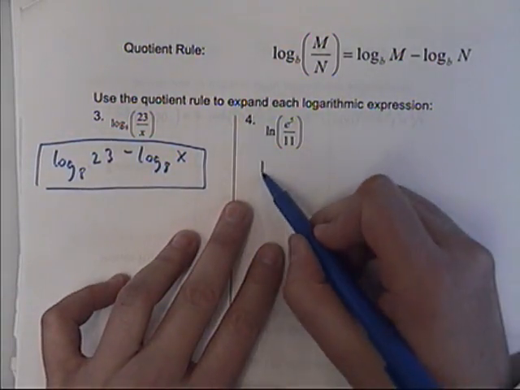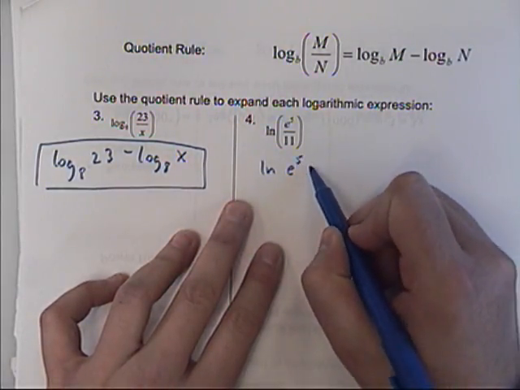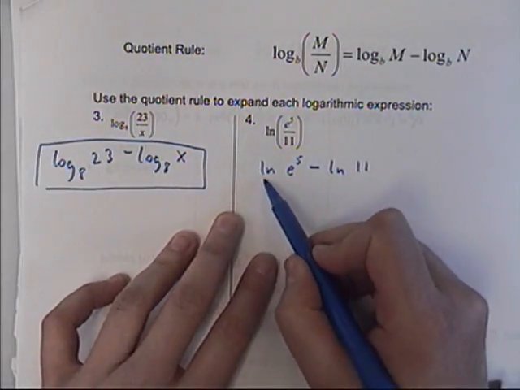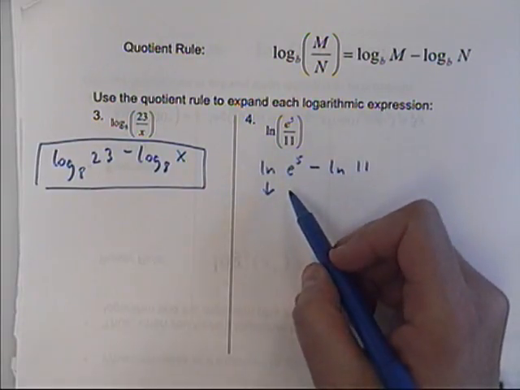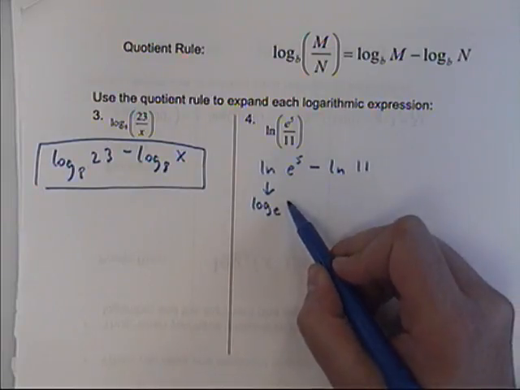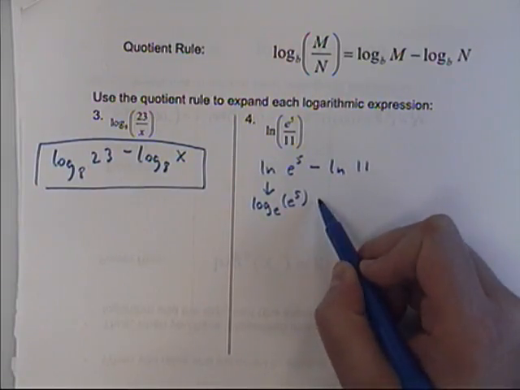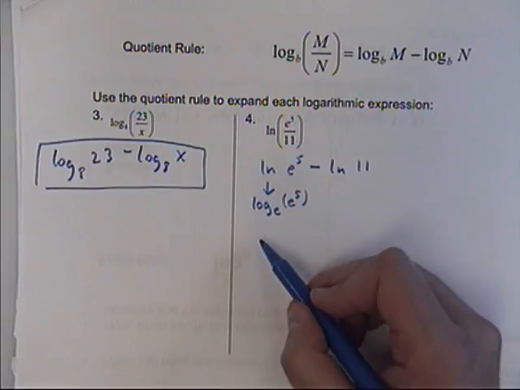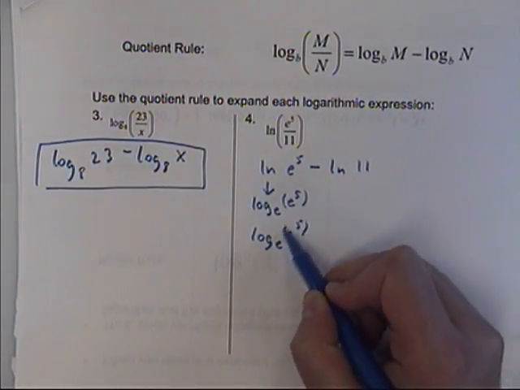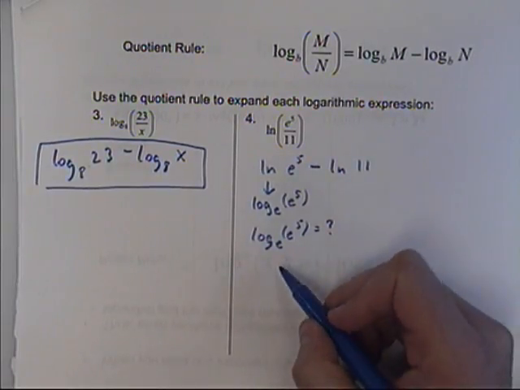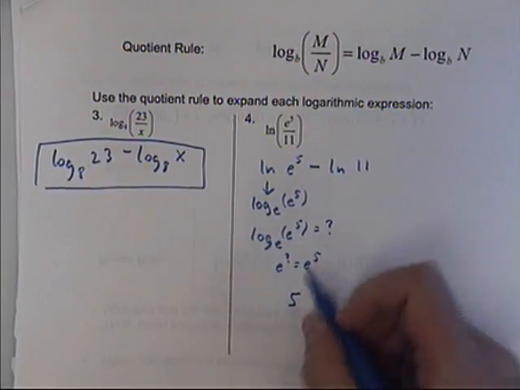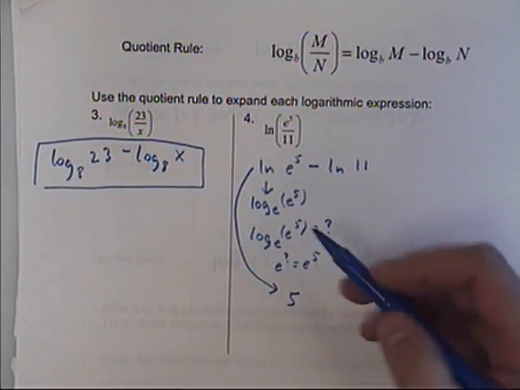Now, the other one would be the natural log of e to the 5th minus the natural log of 11. Now this one, remember, when the bases match, that's when we can unravel them really nicely. And remember, natural log is the same as log base e, and our argument is e to the 5th. So this can be rewritten and simplified. So log base e of e to the 5th, we'll set that equal to a question mark and then write it in exponential form, which would be e to what power equals e to the 5th? Well, obviously 5. So I'm going to replace that with just 5.